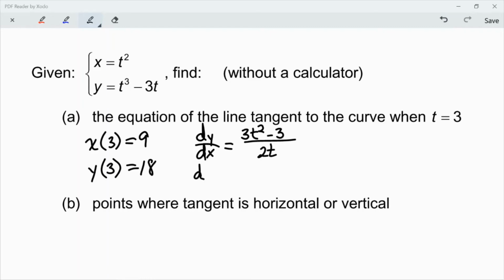And now I can evaluate what's dy/dx when time is equal to 3. And that would be equal to 4. So in the end, I've got my slope and my point. My tangent line would just be y minus 18 is equal to 4 times x minus 9.